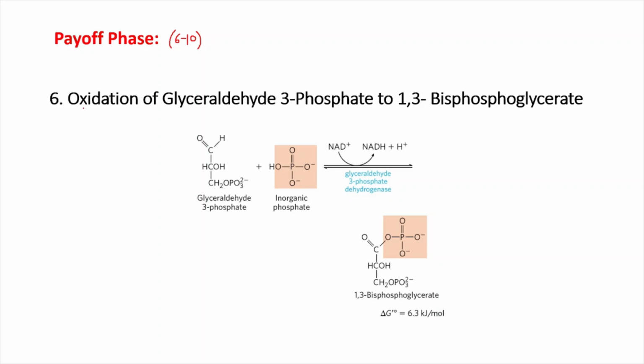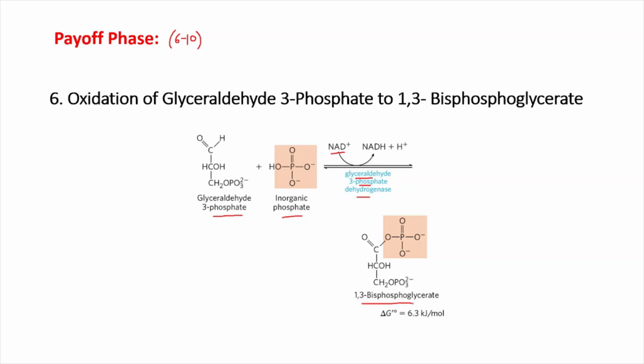Next is the oxidation of glyceraldehyde 3-phosphate to 1,3-bisphosphoglycerate. Here, glyceraldehyde 3-phosphate reacts with inorganic phosphate in the presence of NAD plus, which is converted into NADH plus H plus, in the presence of the enzyme glyceraldehyde 3-phosphate dehydrogenase, and it gets converted into 1,3-bisphosphoglycerate.